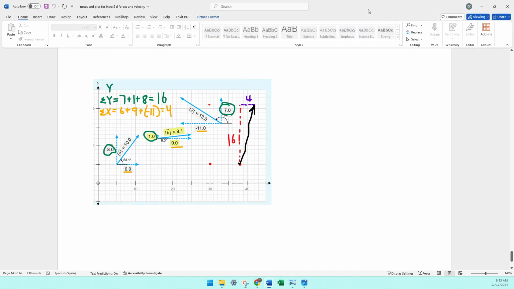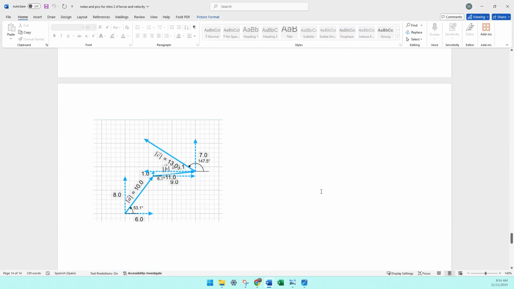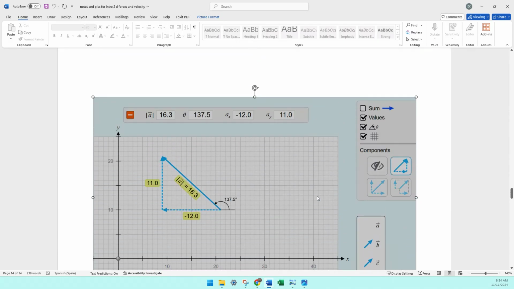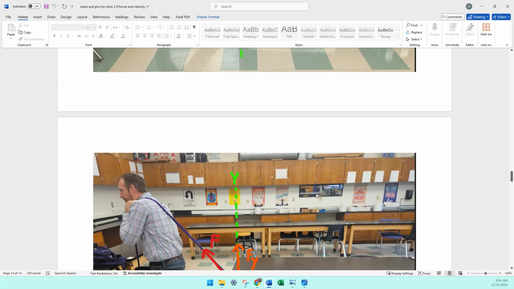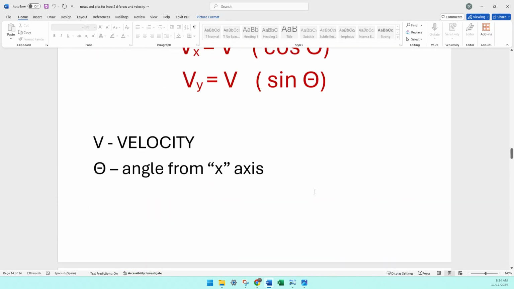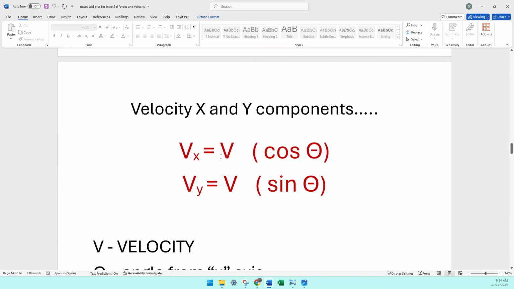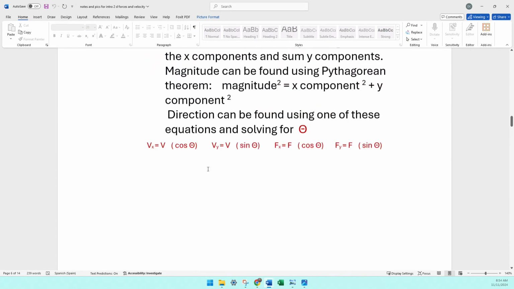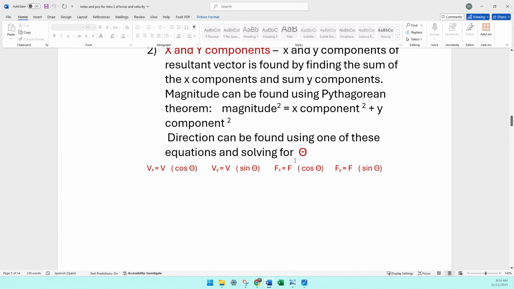And as mentioned before, if you wanted to find the direction, we scroll back up here. Sorry for all the scrolling. You could use any of these equations and just solve for theta once you have that magnitude, which, if it's a force, you of course could use this one. Force and velocities, the equations are identical. So here's what I'm saying: direction can be found using the equations and solving for theta.